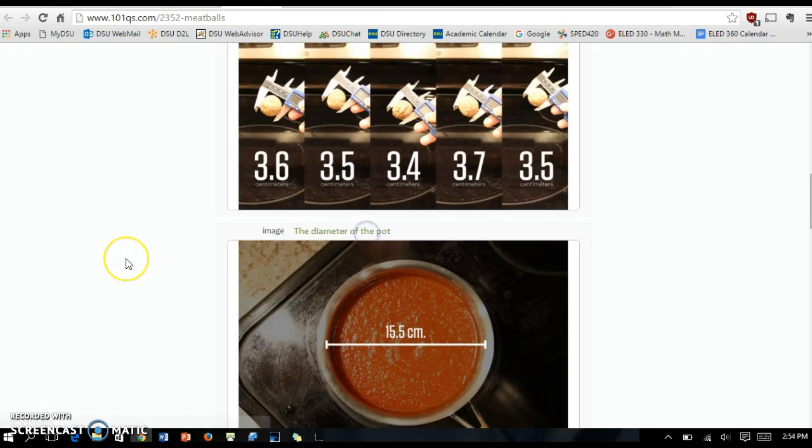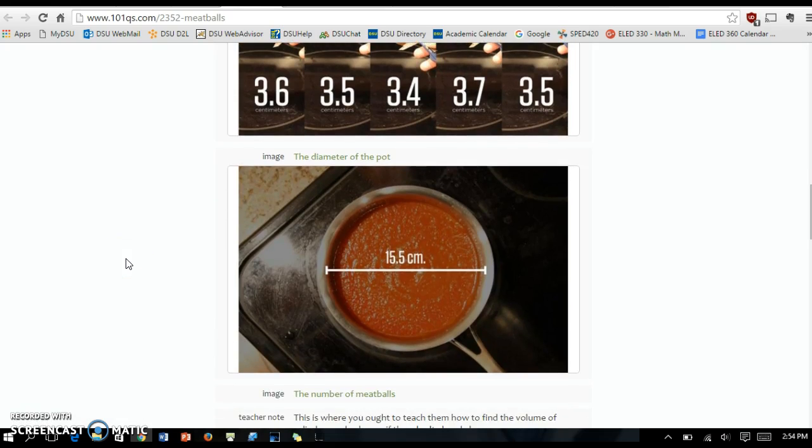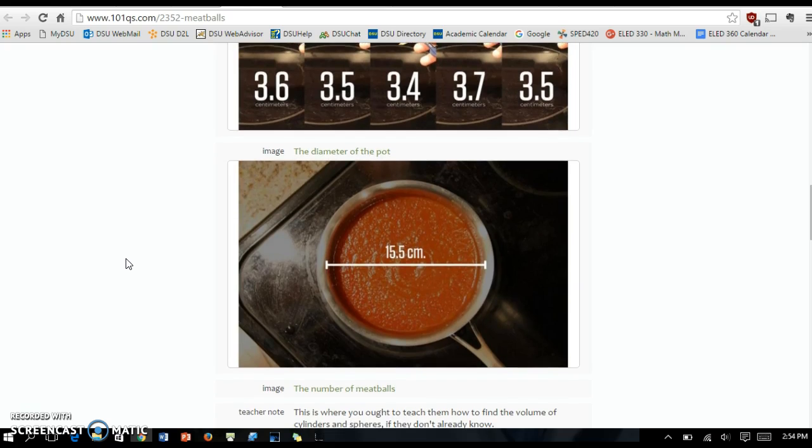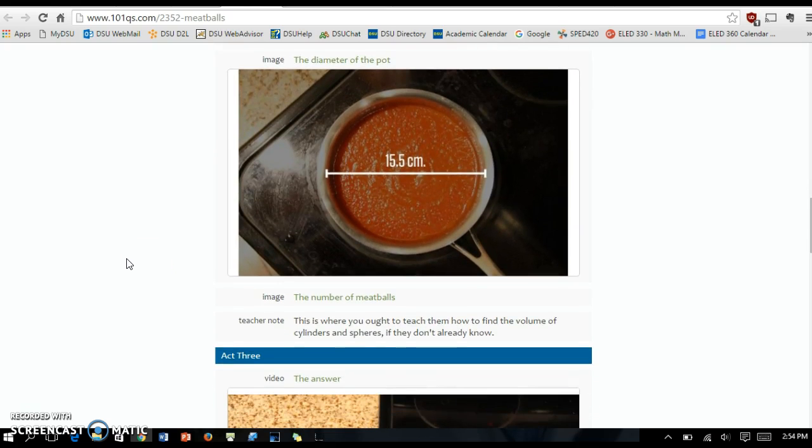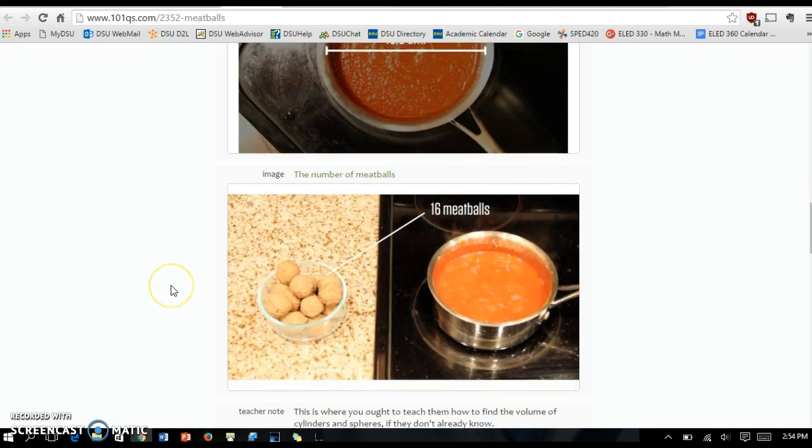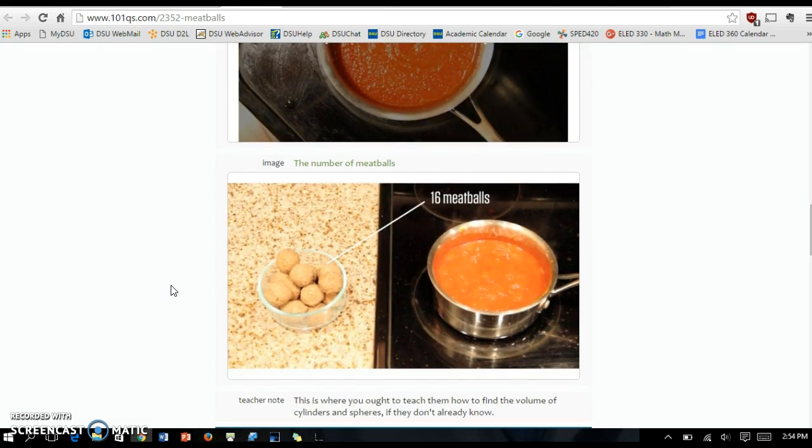We also need to know the diameter of the pot, which is 15.5, because essentially we're going to have to figure out the volume of this to be able to determine how many meatballs are going to be able to fit. And then it also says that they would need the number of meatballs. I think this part's a little confusing because this is 16 meatballs, but it does eventually show that they dump these in, and it's more than that.